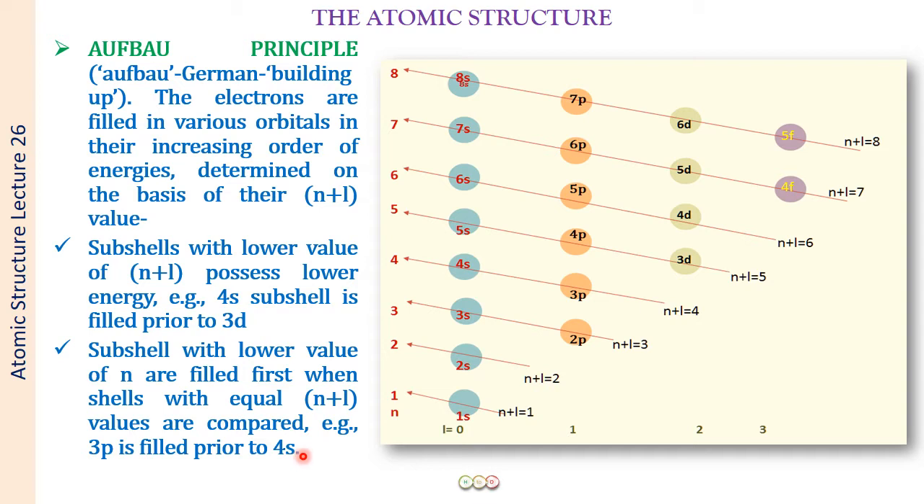So I hope this is clear, and now you are comfortable with how to remember the energy level diagram, by just drawing this chart like this and then moving on according to it. Okay, so this is the Aufbau principle, where it says that the electrons are filled in various orbitals in their increasing order of energies determined by the n plus l value. And this scheme of filling the electrons according to the n plus l value is also called the Bohr-Bury scheme of filling the electrons.